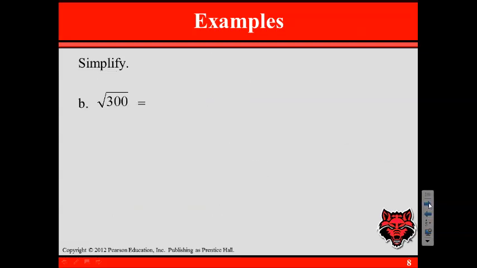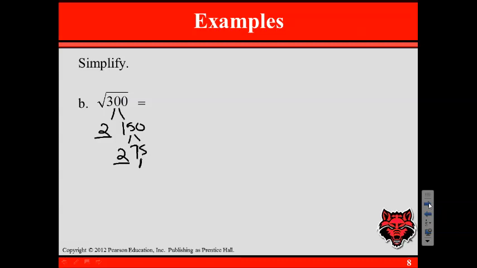Let's try to simplify a radical. Here we have the square root of 300. Just like we've seen and done already in a few examples, we're going to make a factor tree. We start by dividing by prime numbers. So we divide by 2. It gives us 150. 2 is prime. 150 divided by 2 is 75.